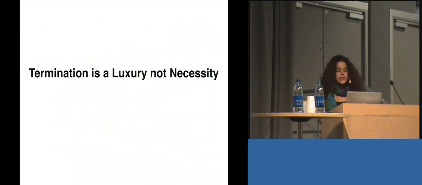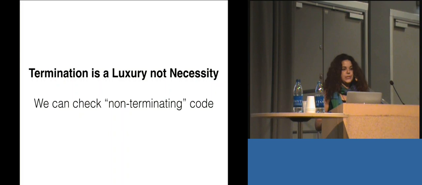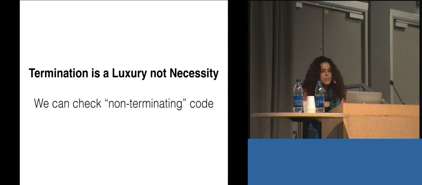So this example shows that termination is a luxury, it's not a necessity for our system, which means that we do require termination proofs to be more precise, but we don't need them to actually prove that the refinement type checker is correct. And this is very nice because we can use our refinement type checker to check actual Haskell program code that contains functions that may diverge.